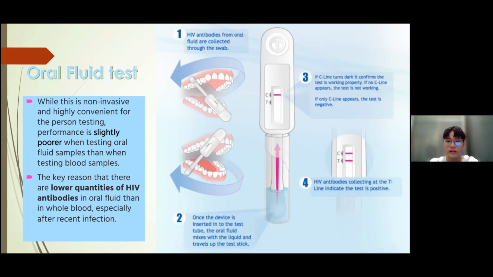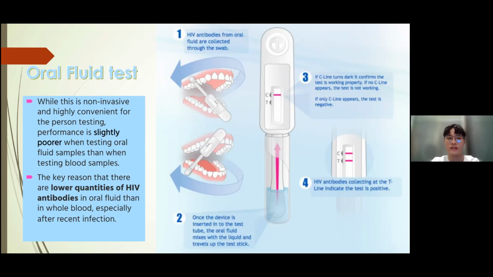If the C line turns dark, it means that the device is working properly. When there's no C line, the result is not accurate. When only the C line appears and the T line doesn't appear, that means the test is negative, with no presence of antibodies. But when there are both lines, C and T, it indicates that HIV antibodies are present, so the person is HIV positive and requires a secondary confirmation at the hospital.